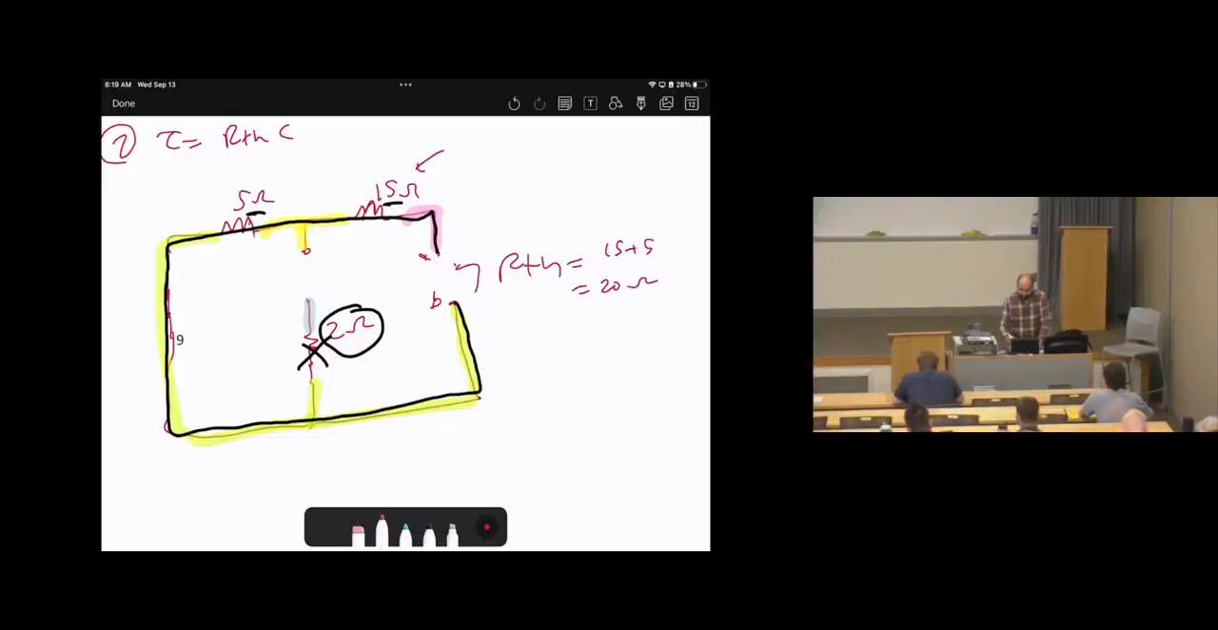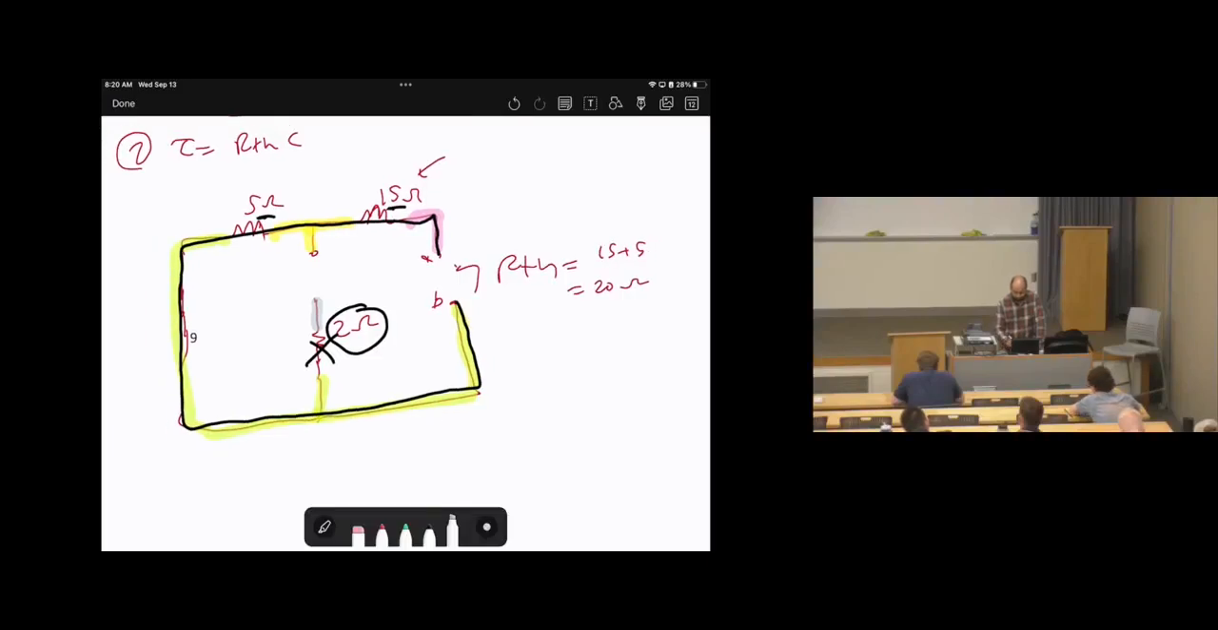Is there any path to go from A to B through the 2 ohms resistor? If I go from A through the 2 ohms resistor, I cannot continue to B. Or if I go from B through the 2 ohms, I cannot continue. That's why there is no way to go from A to B through the 2 ohms resistor, so it's not counted. Then R Thevenin is equal to 20 ohms.